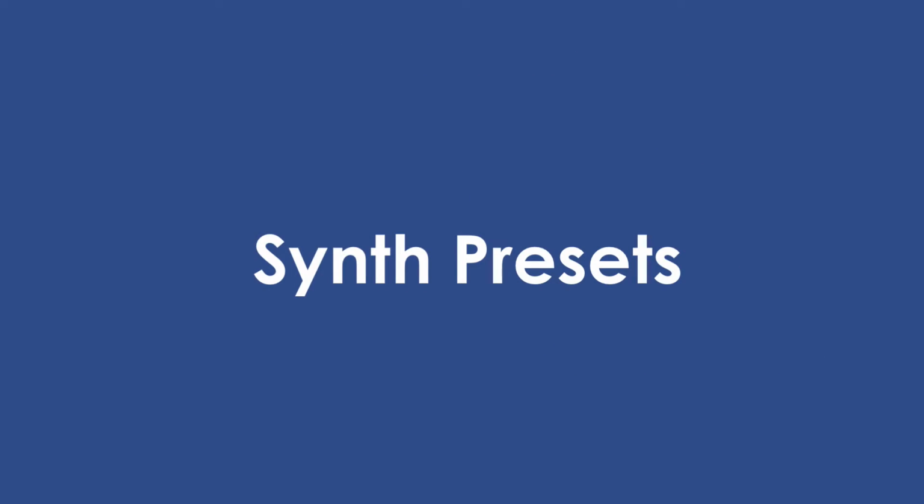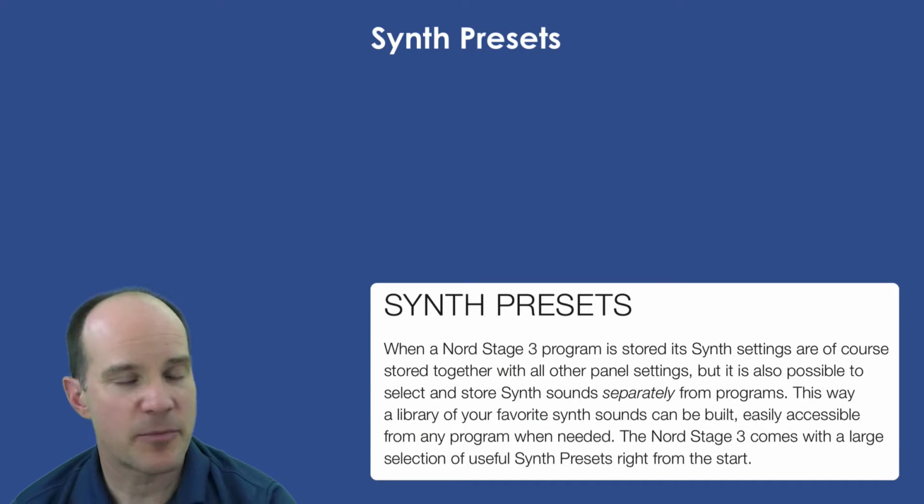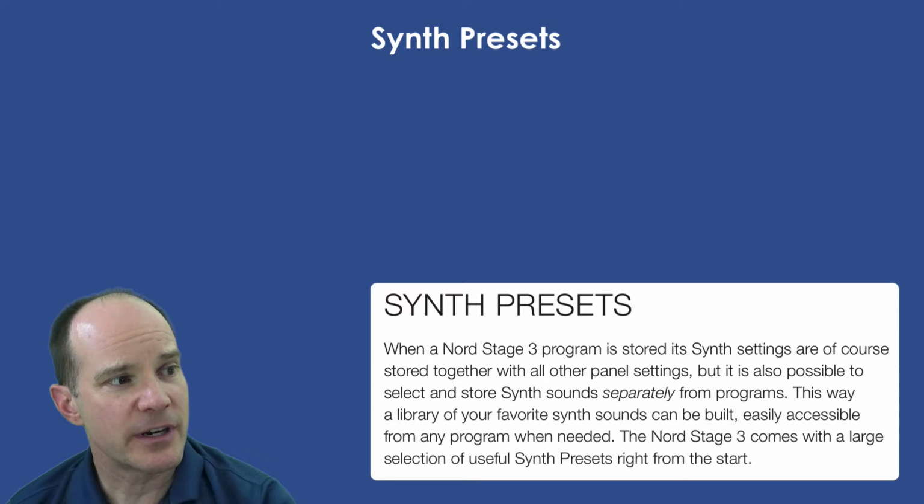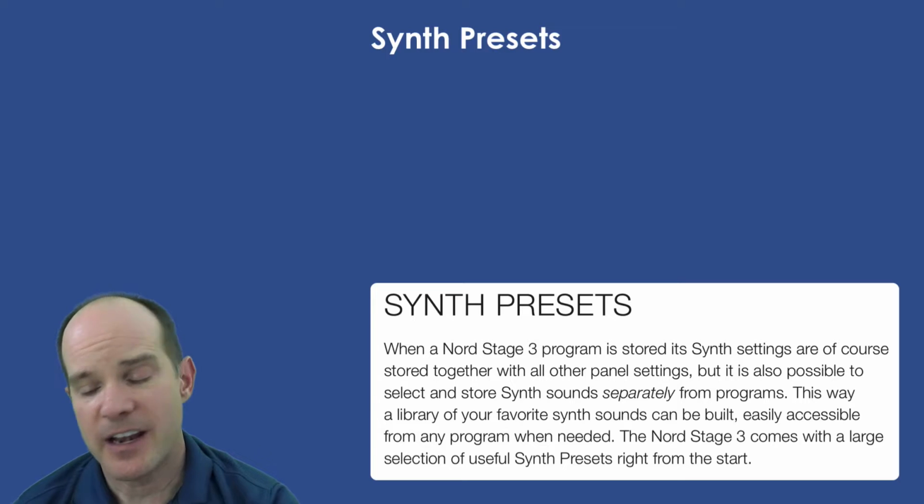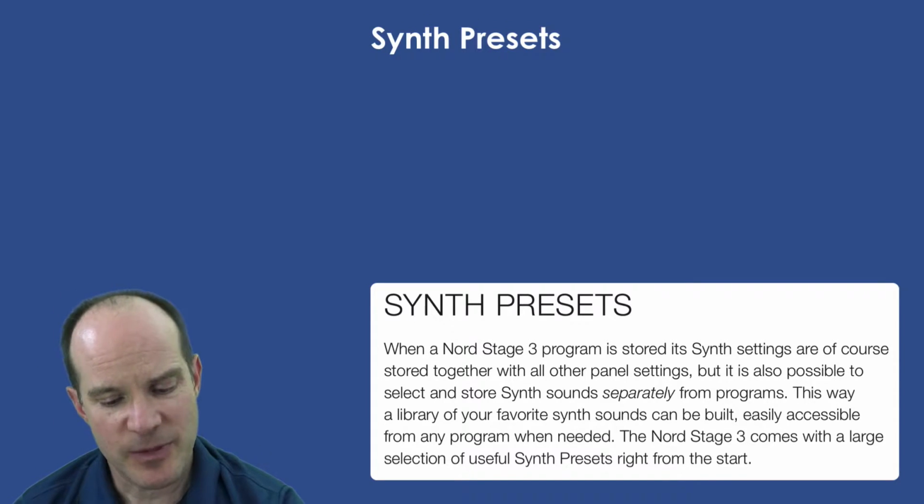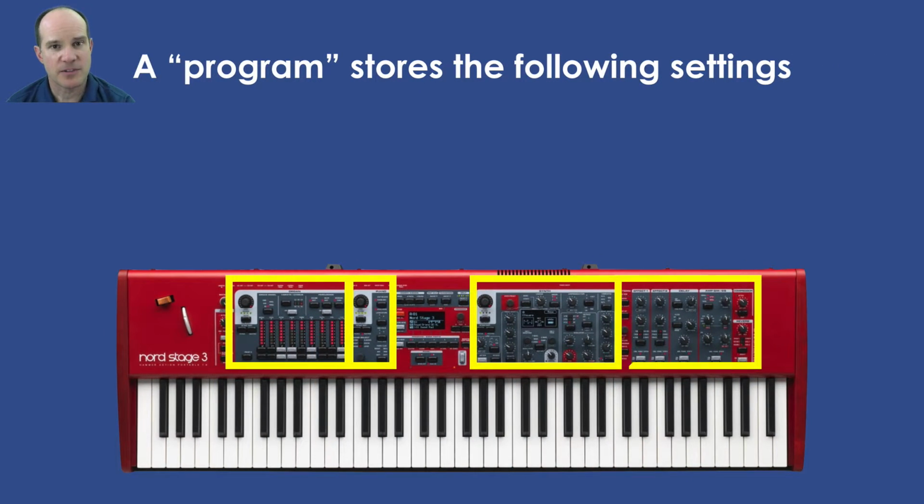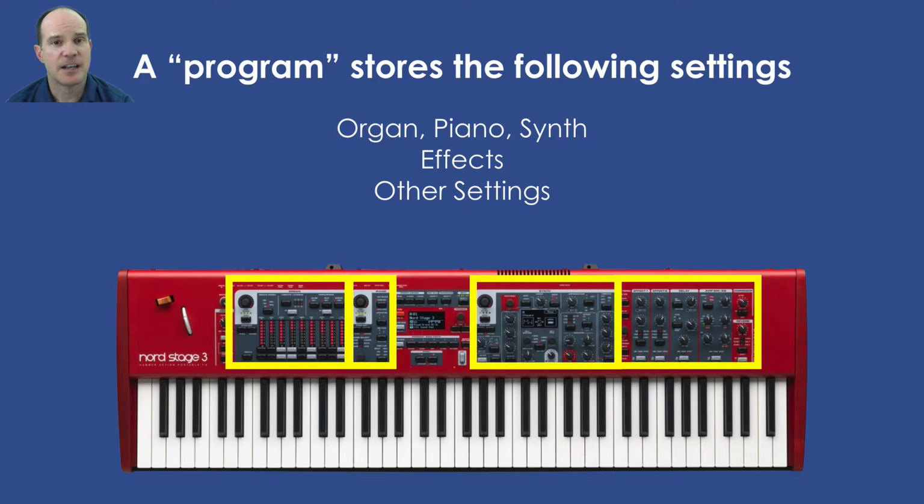Okay, let's get started here on part 6 of the synthesizer training for the Nord Stage 3. First, synth presets. When a Nord Stage 3 program is stored, its synth settings are, of course, stored together with all the other panel settings. So let me just pause right there and explain that. The items in the Nord Stage 3 are stored within a program, and the program stores the settings for all three sound engines. That would be the organ, the piano, and the synth.